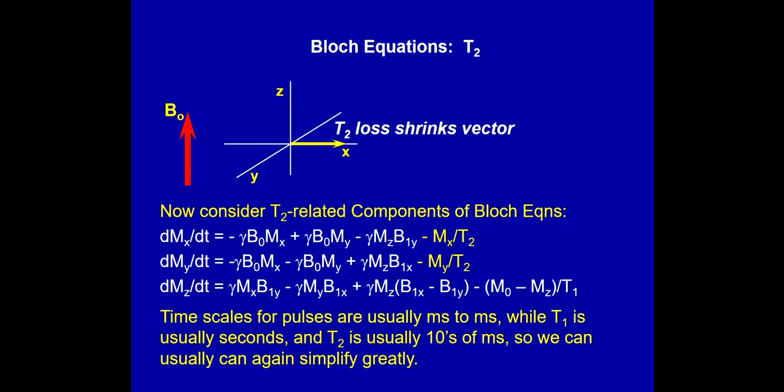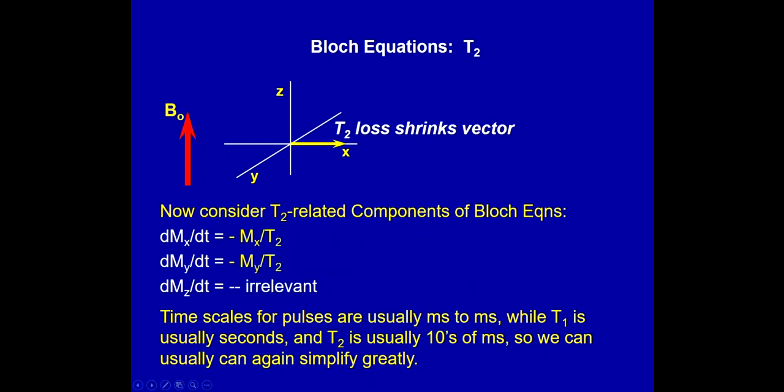Now, again, because T2 occurs on a time scale that's much longer than the B1 actions, typically, and it's substantially shorter than T1 normally, we usually only consider T2 actions by themselves. So now we're down again to a simple equation. And if you were to solve this differential equation, you would find exponential terms. So this T2 loss shrinks the vector is what this says.